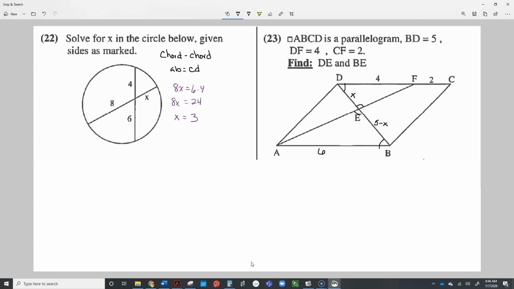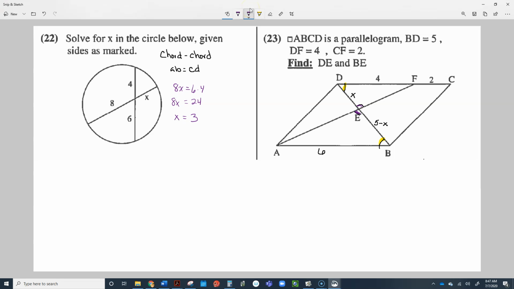All right, so it tells us that quadrilateral ABCD is a parallelogram. They're telling us BD, that's this one right here, is 5. DF is 4, and CF is 2. So when you look at this picture, you need to see that we have a pair of vertical angles here and here. And then we also have a pair of alternate interior angles here and here. Because remember, this is a parallelogram.